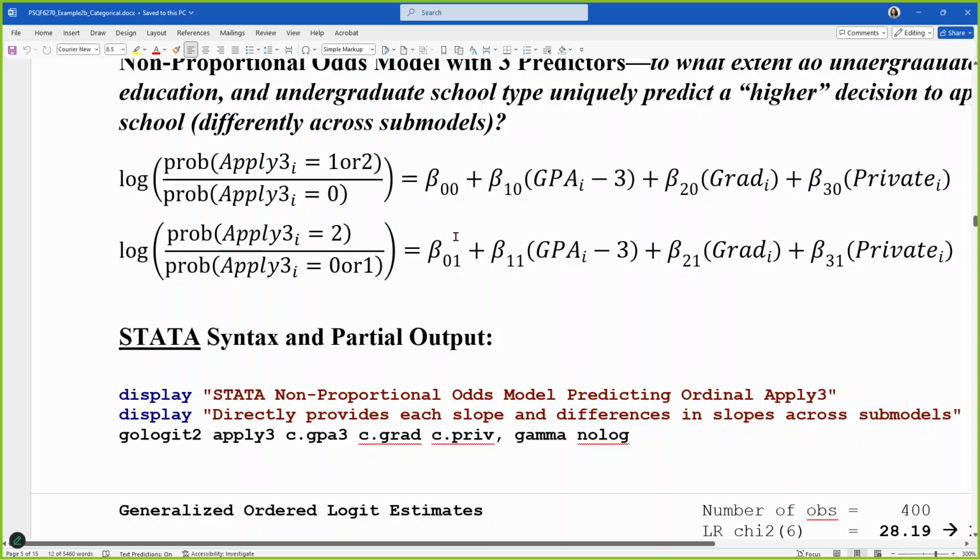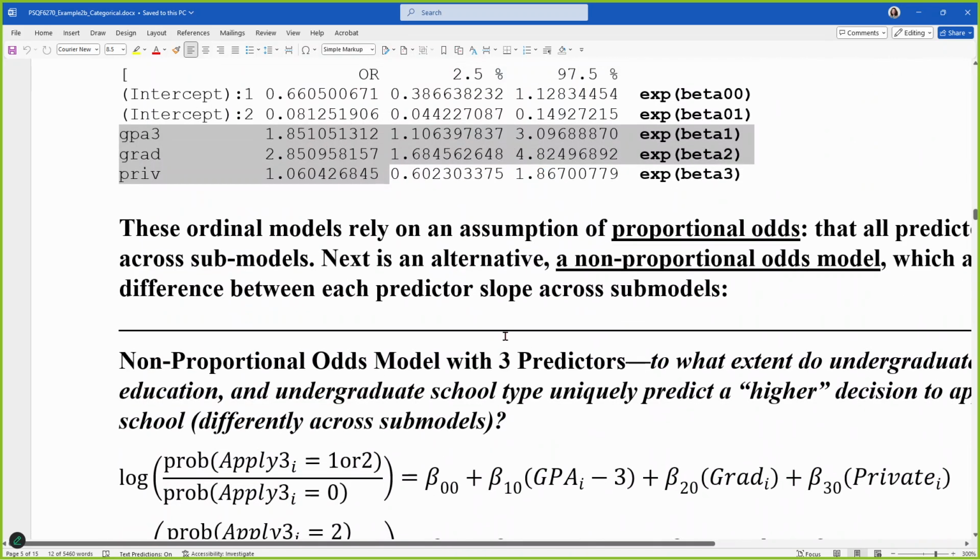Okay, so do you want to see how to test proportional odds then? How to see if the slope can be shared across submodels or whether each submodel needs a different one. We're going to do that next. Questions before we do that?